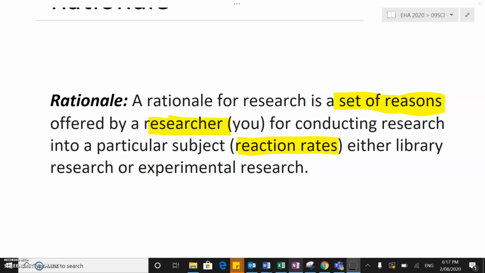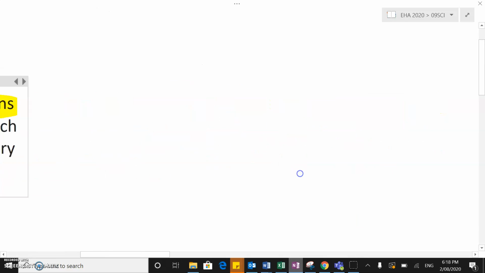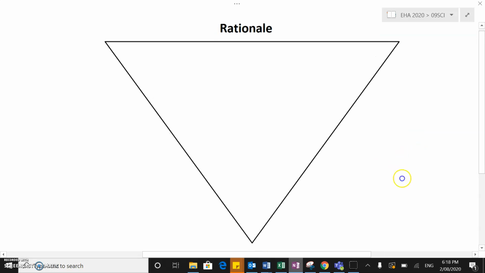What is a rationale? Well, you're giving your reader a set of reasons as to why you're conducting research. A particular subject that we'll be researching is reaction rates. So you'll be setting your assignment by giving a whole load of reasons and a bit of theory and a bit of content into your particular subject of interest, which in our case is reaction rates. I like to explain a rationale as a big upside down triangle.